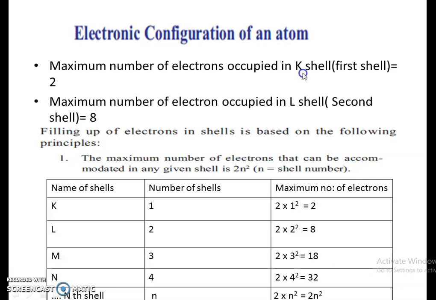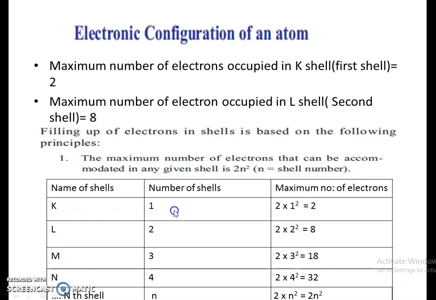Filling the electrons in the shells is based on the following principle. Our first shell can occupy 2 electrons, and the second shell occupies 8. So we have found a relationship: the maximum number of electrons that can be accommodated by any given shell is 2n square, where n is the number of the shell.